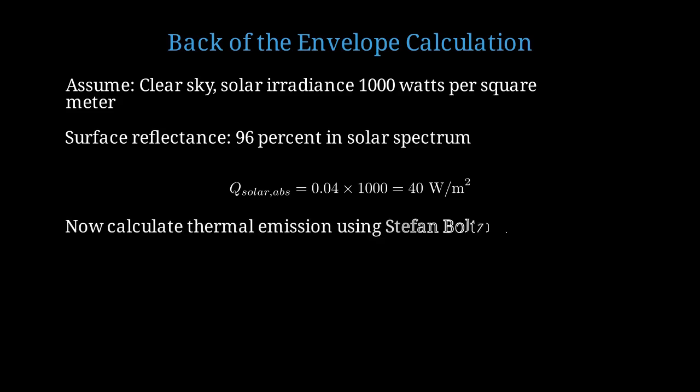Now let's calculate the thermal emission. We use the Stefan-Boltzmann law, but we must account for the atmospheric radiation coming down. The net radiative heat loss is epsilon sigma times T surface to the fourth power minus T sky to the fourth power.